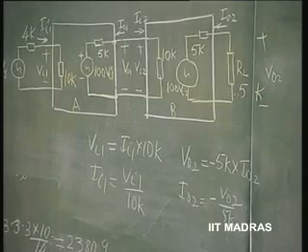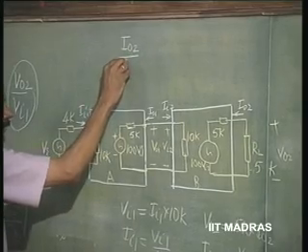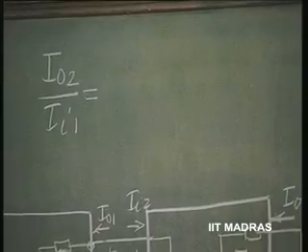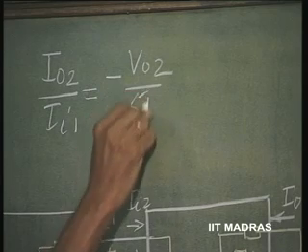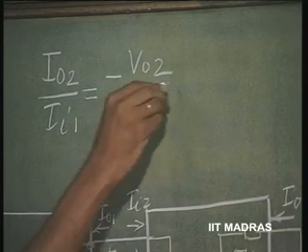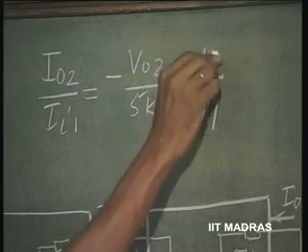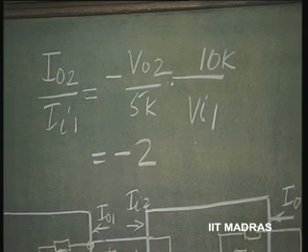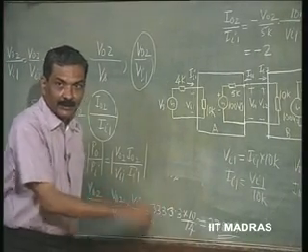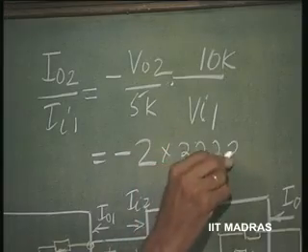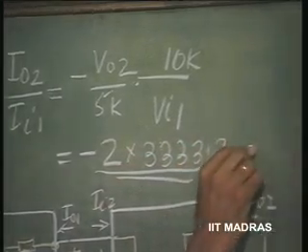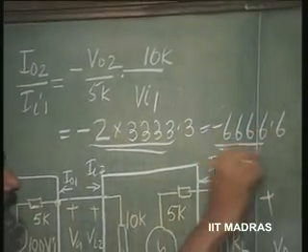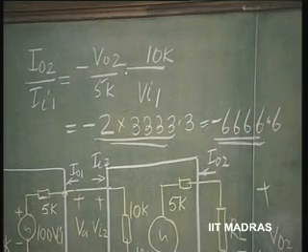So, what we want to now evaluate is I naught 2 divided by II1. So, that is going to be equal to minus V naught 2 by 5K, that is I naught 2, and II1 is Vi1 by 10K. That means it is minus 2 times the voltage gain V naught 2 by Vi1, which we have already evaluated as 3333.3, which is minus 6666.6, with a negative sign indicating, this negative sign is important, let us understand.